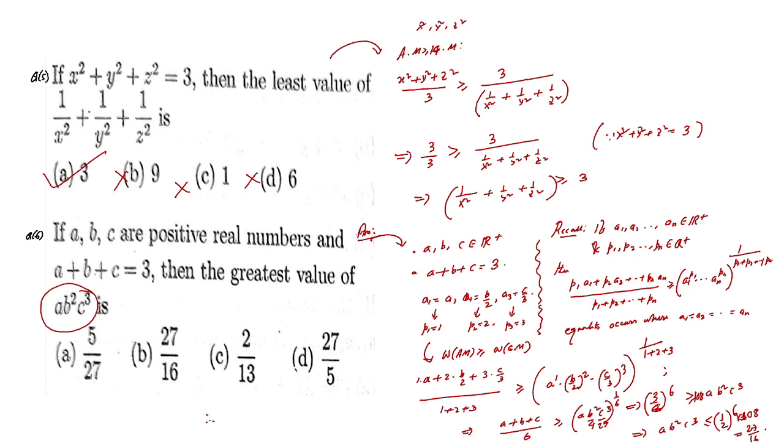So that will be 27 by 16. Okay, so what we'll get? We'll get a b square c cube less than or equal to 27 by 16. So this value is always less than or equal to this value. So this is the greatest value. So option B is correct. All other options are false. So with the help of weighted arithmetic mean greater than or equal to weighted geometric mean, we have solved this problem.